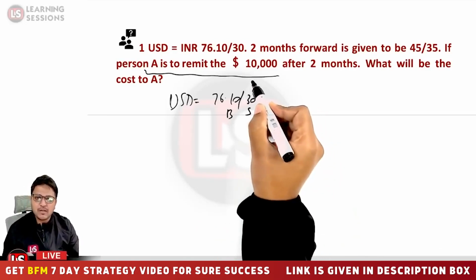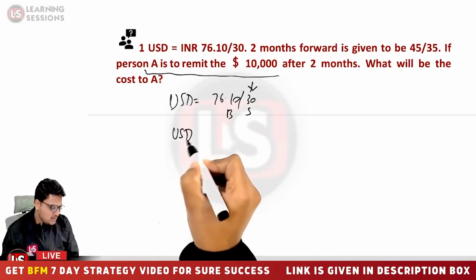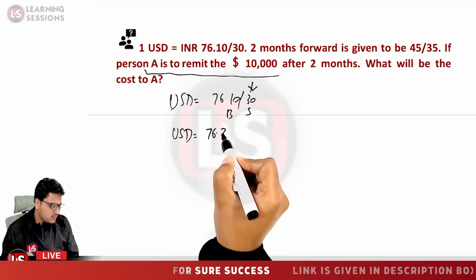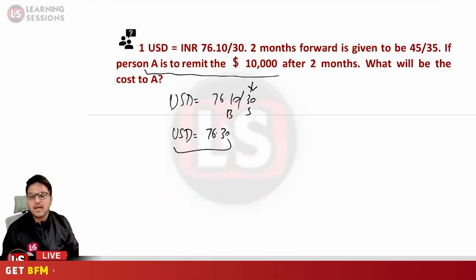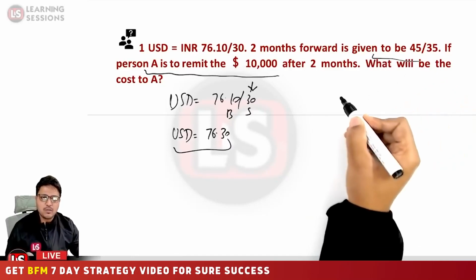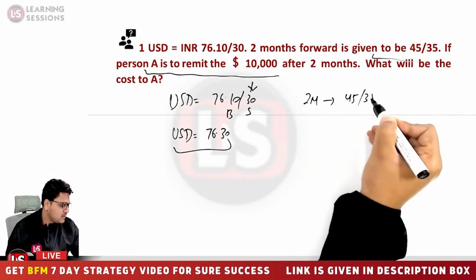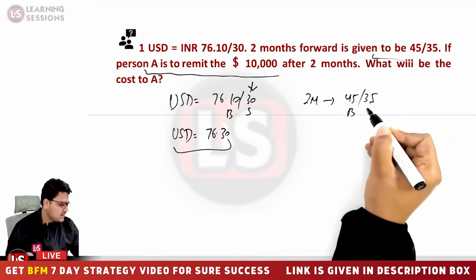So what rate shall be quoted? It will be the selling rate that shall be quoted. So we can simply say USD is equal to 76.30 over here. And further, we are provided with the 2-month forward rate. So the 2-month forward rates are given to be 45/35. So these are the buying points and these are the selling points.